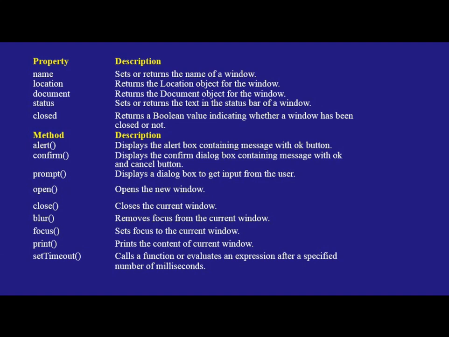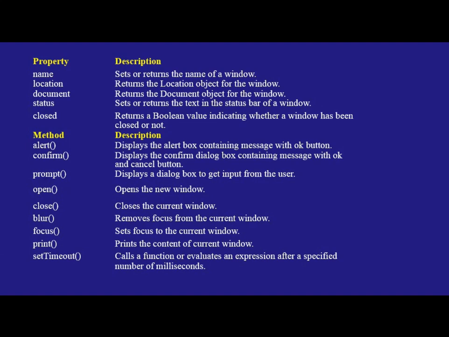Next method is prompt. It displays a dialog box to get an input from the user. By using this method, you can ask the user to enter some value by typing on the keyboard. It displays the dialog box to enter the input. Open method or function. It is used to open a new window. Whenever you want to open any window, we can use the open method. Close method we can use to close the current window which is open. That window, if you want to close, then you can use the close method or close function.